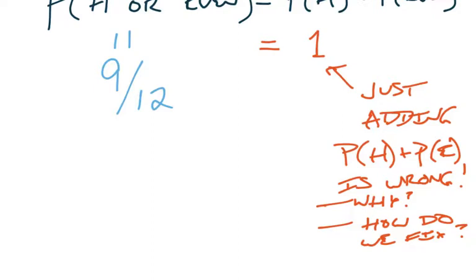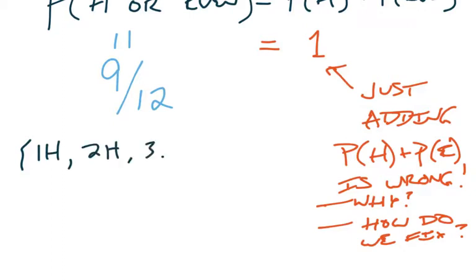All right, so these are the questions we have to answer right now. Number 1, why is it wrong? And number 2, once we recognize why it's wrong, how do we fix it? So to try and answer this, I'm going to write our sample space again.